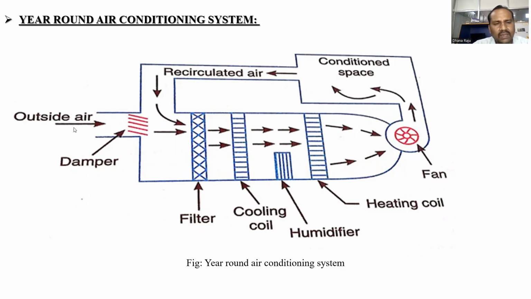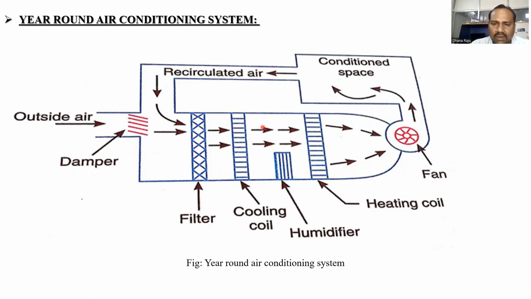In this system also, the fresh outside air passes through the damper, where dust particles are removed. Then it is mixed with the recirculated air. The mixture of fresh air and recirculated air passes through the filter, where the majority of fine particles of dust and soot are removed. Then the clean air passes through the cooling coil if it is the summer season, and it is cooled. Later it passes to the dehumidifier.